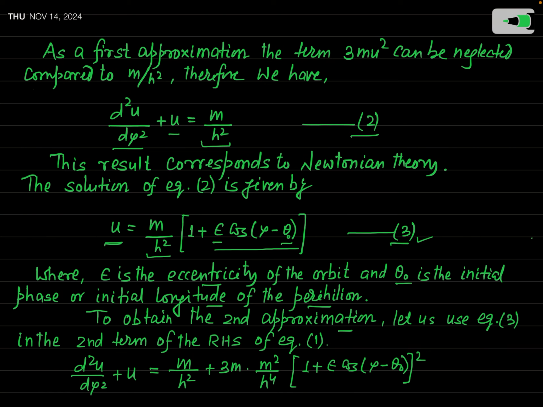This is d2u by d phi square plus u equal to m over h square plus 3m times u square. But now u is equal to this much, so instead of u, let us substitute this value. And since there is u square, this will be m square over h4 times 1 plus epsilon cosine of phi minus theta naught whole square. Now we will simplify the RHS of this equation to some extent.